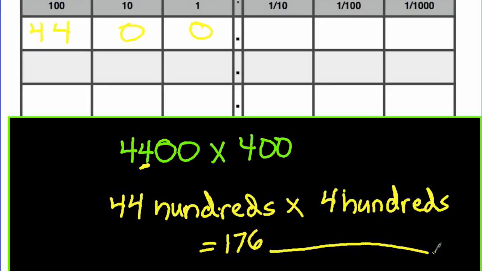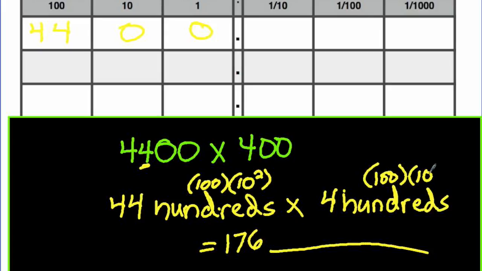I mean, they were nice. They gave us the answer, 176, but how would I figure that one out? By adding the zeros from your original question. By adding the zeros from your original question, or you know that this is equal to 100, right? Or 10 to the power of 2, and this one's equal to 100, or 10 to the power of 2.